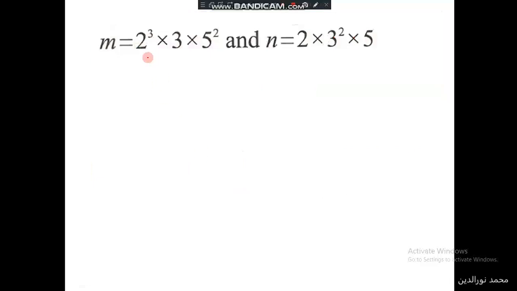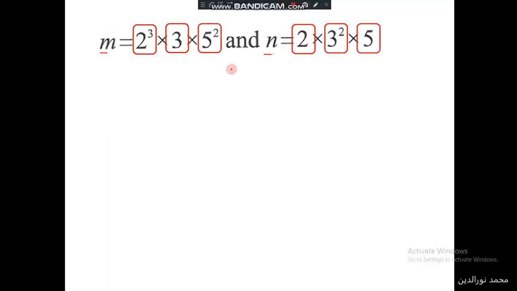So, in the first practice, we have two numbers, M and N. To find the GCD, we first indicate the common factors. We have 2, 3 and 3 are common, 5 and 5 also are common. This is the first step.